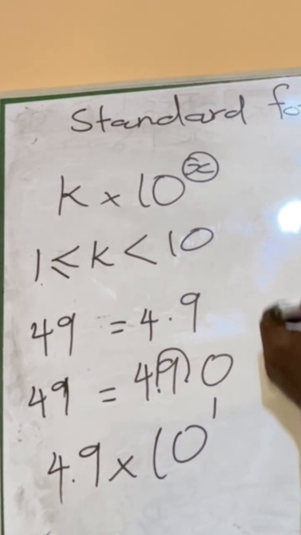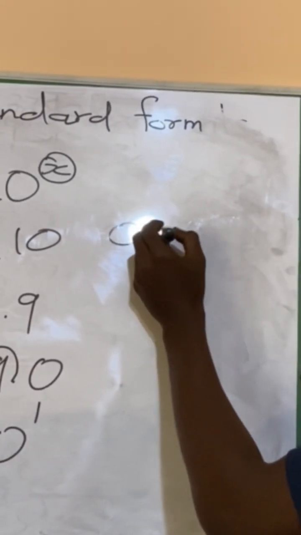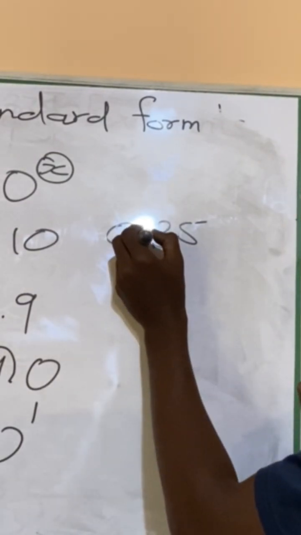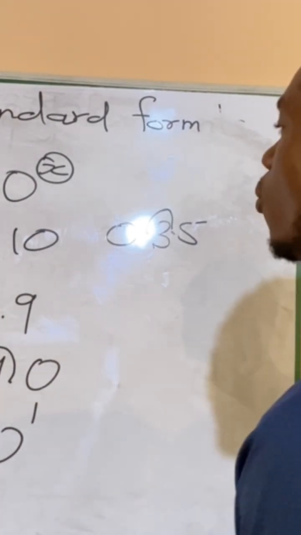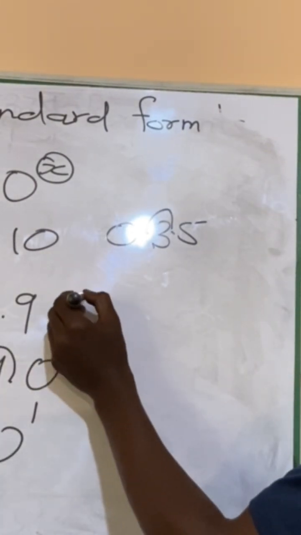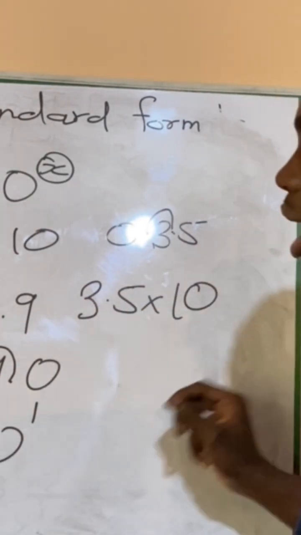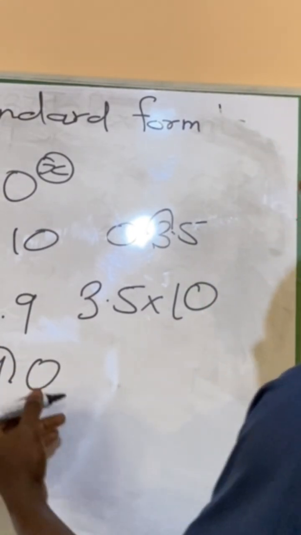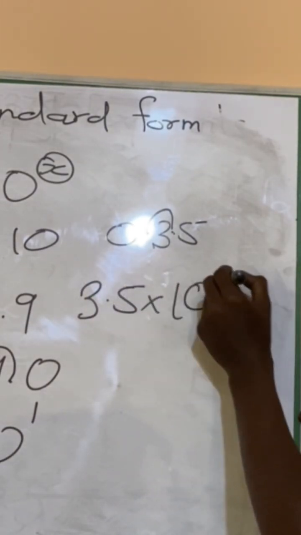But if we have another example like 0.35, and we are changing this to standard form, we will move this point here from this 0 to behind the 3. We moved it once, but this time around we moved it to the right hand side. So we are going to get 3.5 now times 10 raised to the power. Now where did we move it to? The right hand side. Remember, left hand side positive exponent, right hand side negative exponent.